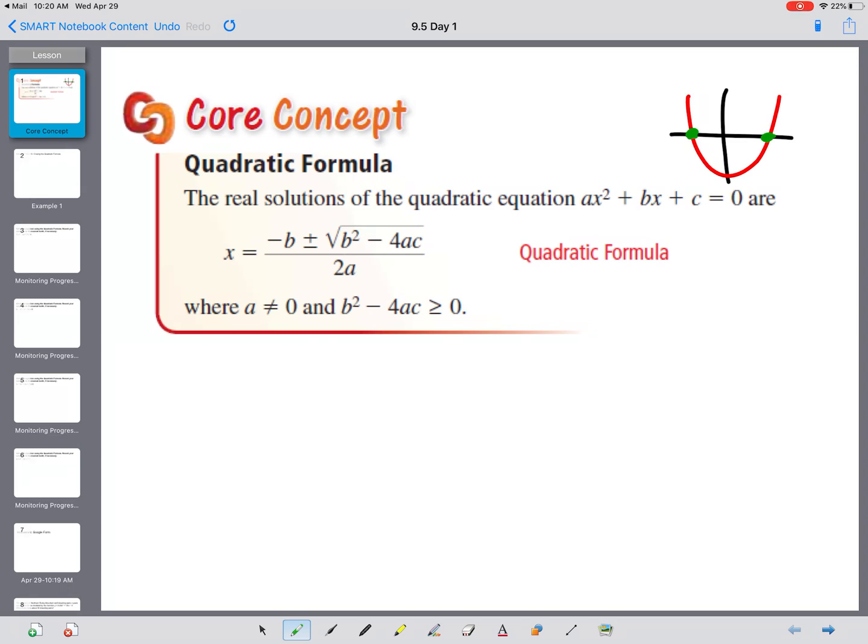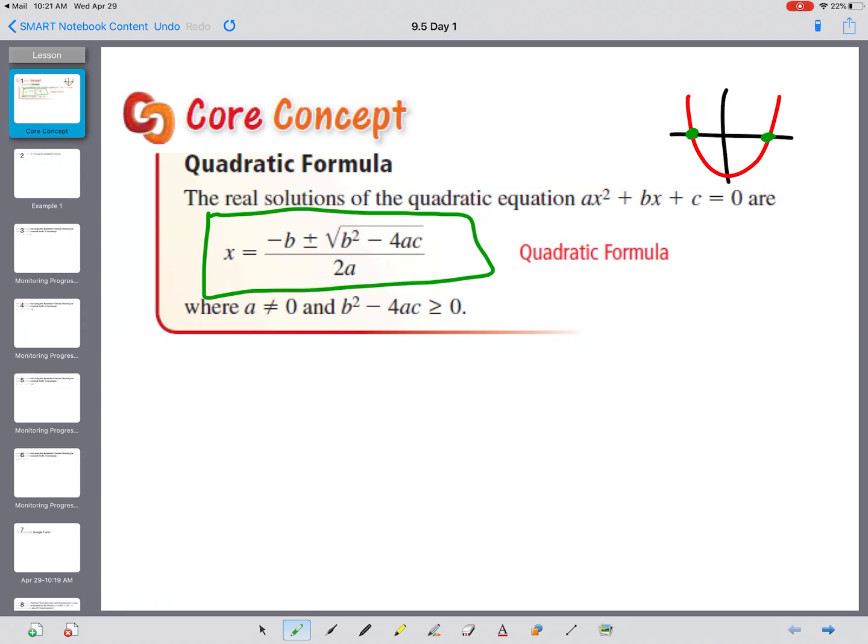If I were you guys, I would pause the video and write down this formula. Write it down someplace so you have it. You're going to do 10 problems over the next 2 days with this formula. Okay, now that you have the formula written down, let's talk about it.